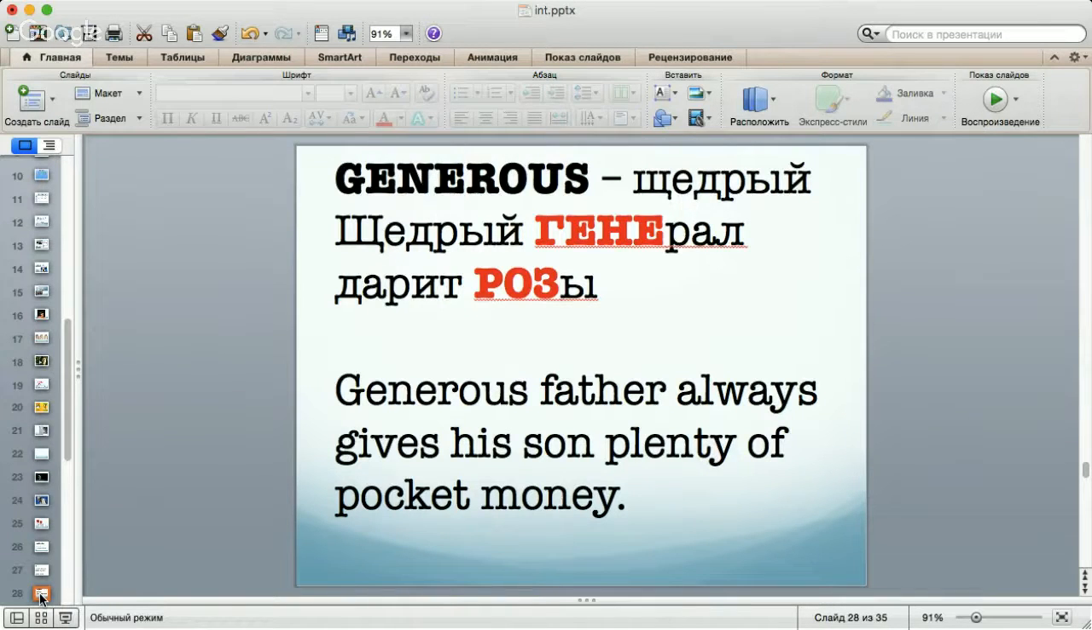And generous people usually give you the best presents because they are not afraid of spending money on presents for their beloved people. So it is really cool if you have generous parents or friends or boyfriends, okay, or generous wives. So example, a generous father always gives his son plenty of pocket money. And also, there is an association on the slide which may help you to learn the word by heart.